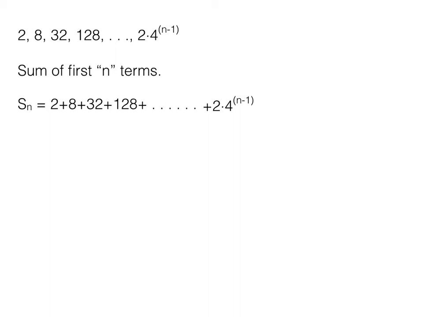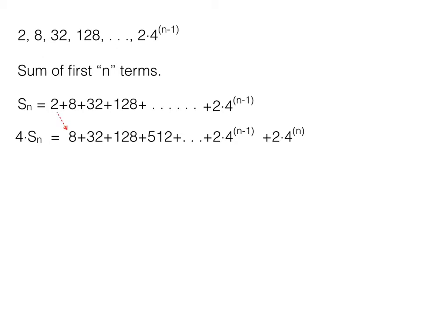So how can we find out what the answer to that is? There's a little trick you can do. We can multiply by 4. And when we do that, well, we get this. How did we get that? Well, 2 times 4 is 8. 8 times 4 is 32. 32 times 4 is 128.